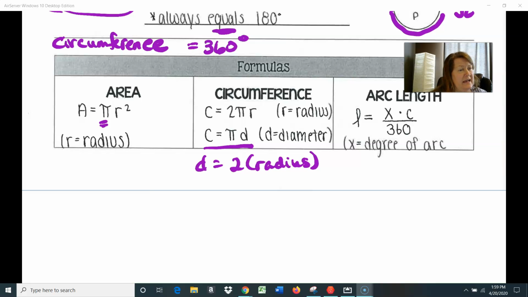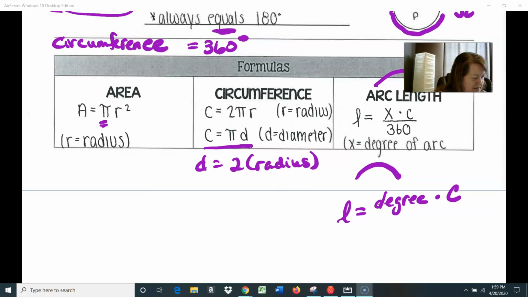And then our new one, and again, this week I don't have you calculating a lot of it, I just want you to be familiar with it: the length of an arc, so this is how long is that little curvy curve. The length of that little curvy curve, it's called an L, is going to be equal to the degree of the arc, times the circumference, divided by 360.